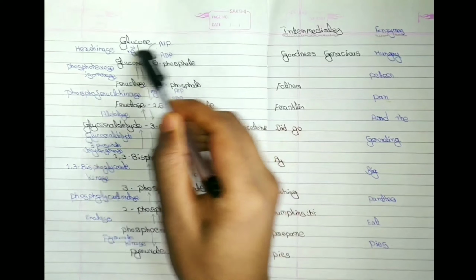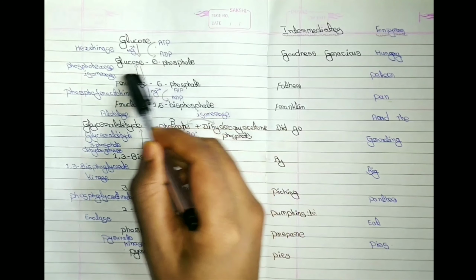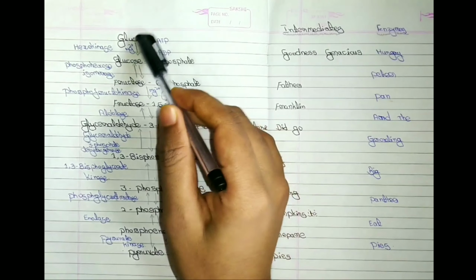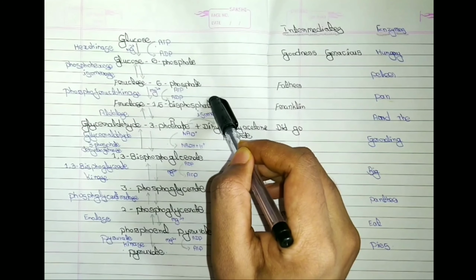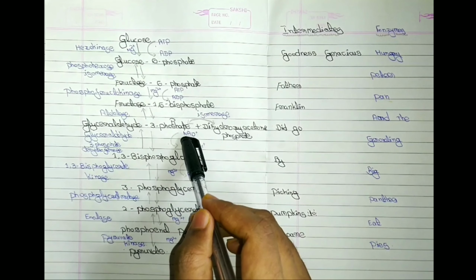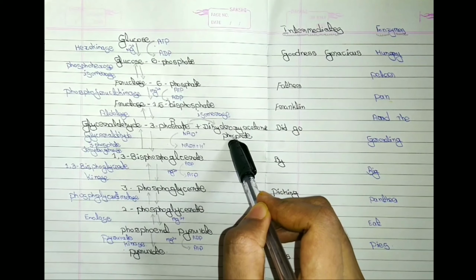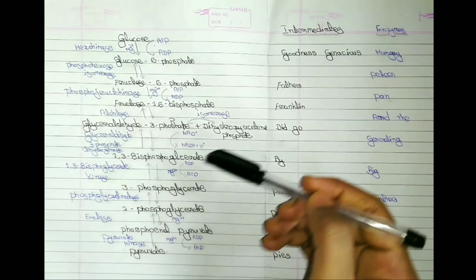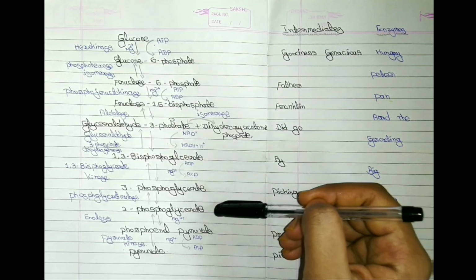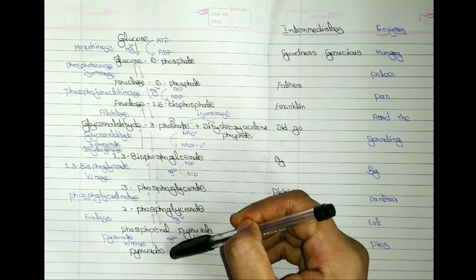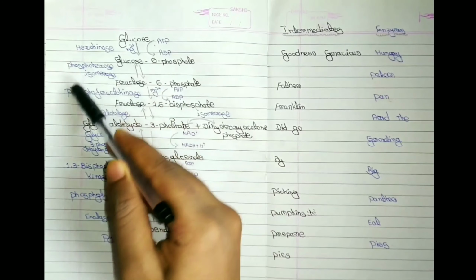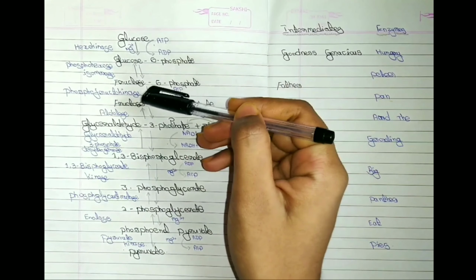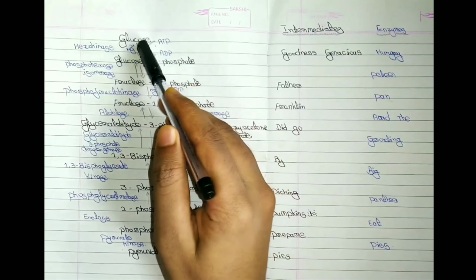Glucose will convert into glucose 6-phosphate, fructose 6-phosphate and fructose 1,6 bisphosphate, glyceraldehyde 3-phosphate plus dihydroxyacetone phosphate, then into 1,3 bisphosphoglycerate, 3-phosphoglycerate, 2-phosphoglycerate, phosphoenol pyruvate and pyruvate. These are the intermediates you need to remember. I have a trick, a mnemonic, to remember that, which I will explain.